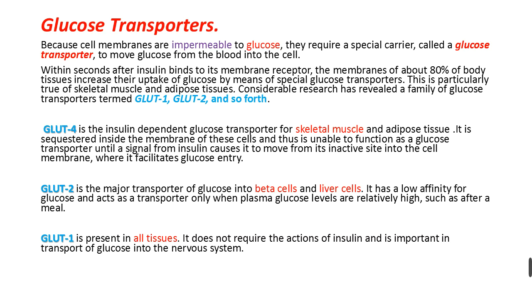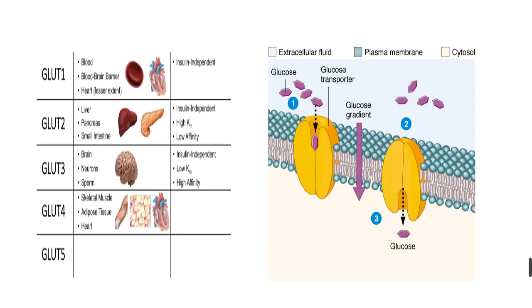It is important to transport glucose into the nervous system. That is why it does not require the action of insulin. And examples of the glucose transporters in our body and their sites. As you see, glucose transporter 1 is present in the blood-brain barrier, in the heart and in the blood. The type 2 glucose transporters are present in the liver, pancreas, and small intestine.